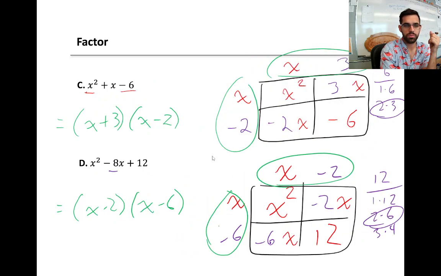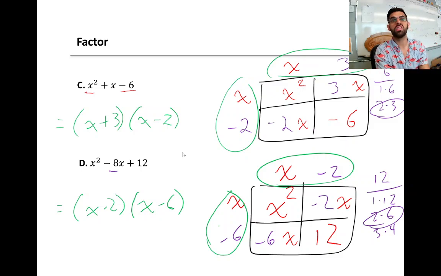All right, a couple more examples. And we're doing the same thing here, same process. The first and the last terms start in the box, figure out our x terms, make sure they add up to the middle term. For example D, the x terms add up to negative 8.